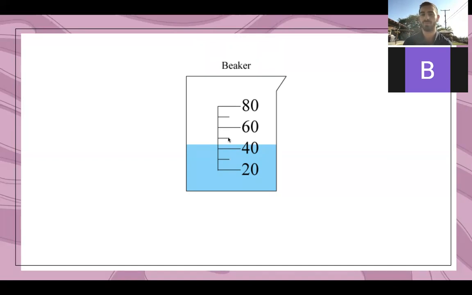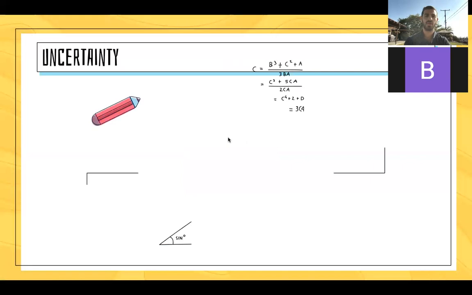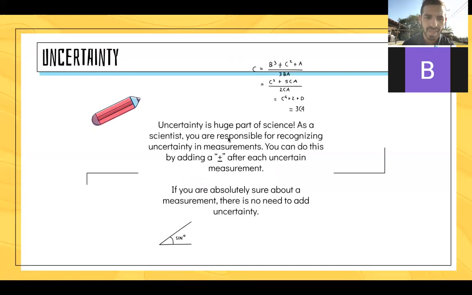So we have to use this term, uncertainty. Uncertainty is a huge part of science. Again, this is really a chemistry topic, but because you are going to take chemistry next year, I want to do as much as I can to prepare you for that. As a scientist, you are responsible for recognizing uncertainty in measurements, and you can do this by adding a plus or minus after each uncertain measurement. If you are absolutely sure about a measurement, there's no need to add uncertainty.